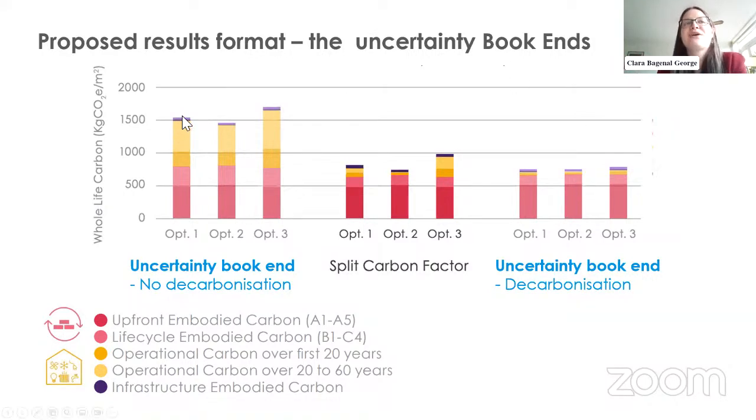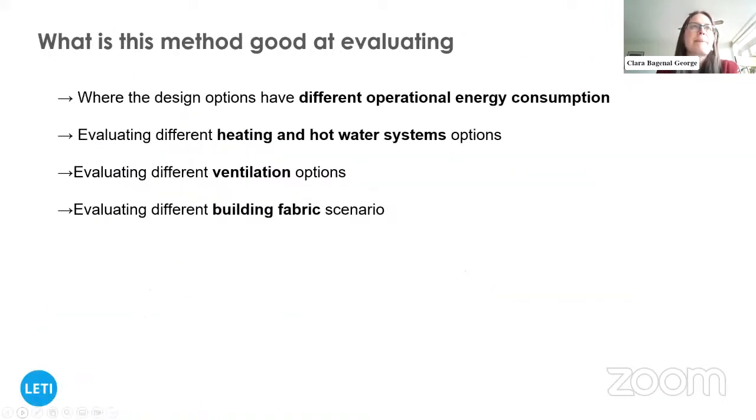And so you can start to see, it's quite interesting, but option 2 is always lowest in the split carbon factor and lowest with no decarbonization, but it's very similar. It flattens out. Often when you go full decarbonization, it just flattens out the options. So this method's really useful when your design options have different operational energy consumptions, right? If they have the same and you're not evaluating something that has a change in operational energy, then I would not use this method because it won't help you at all.